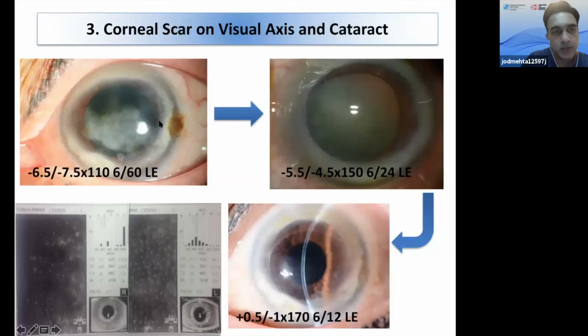So this is what she was like pre-op. This is post-op. She's got pretty reasonable vision now, 6/12 on this side, and still maintaining quite a reasonable cell count of about 2,000 after her DALK in her eye as well.